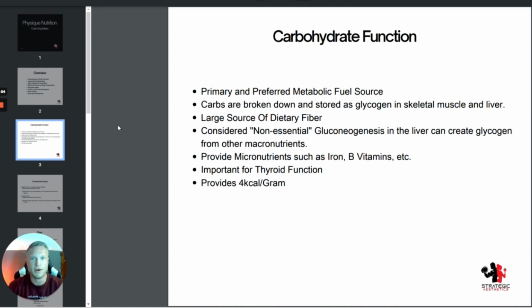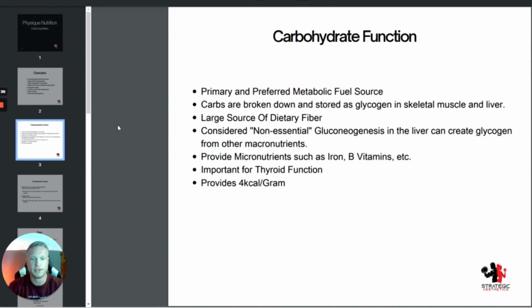It's actually considered non-essential because of gluconeogenesis, which is what happens in the liver when the liver converts other macronutrients, fats and protein, into glucose. This takes a little bit longer to happen, and this is why carbohydrates are our preferred energy source, because it's readily available.